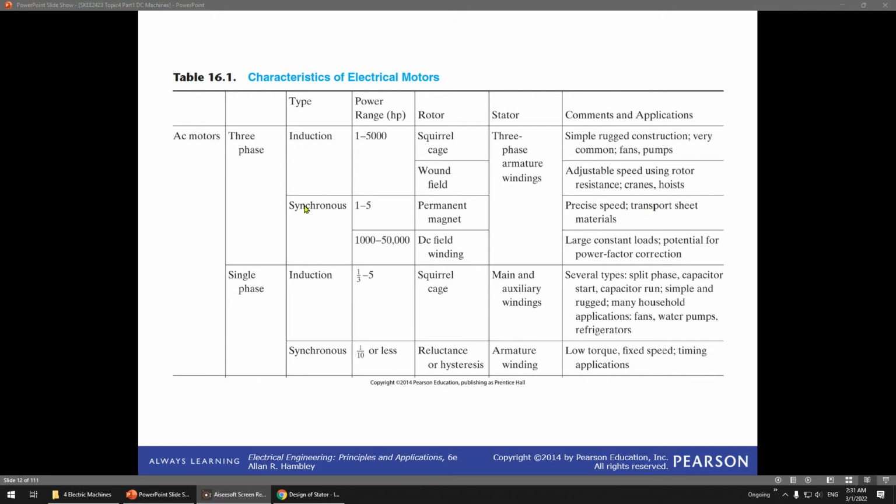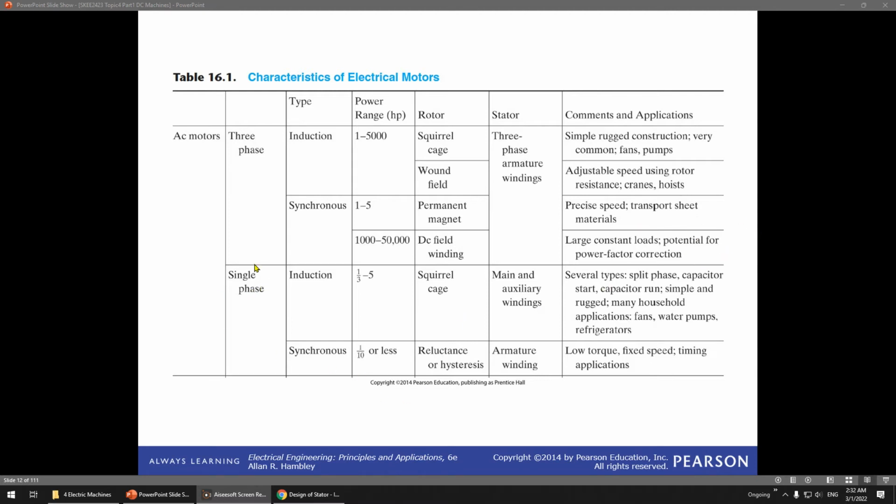For the synchronized motor with permanent magnet, the advantage is you have a precise speed. Maybe you can use it for transport sheet material, which needs a precise speed. And then you may have a DC field winding. This one is for large constant loads, with potential for power factor correction. This one is usually for power factor correction. Make sure you know the advantages and the application.